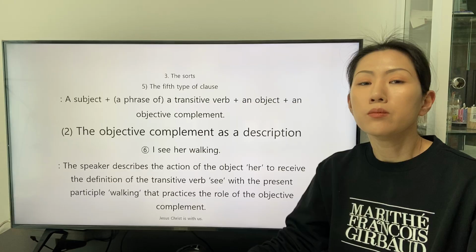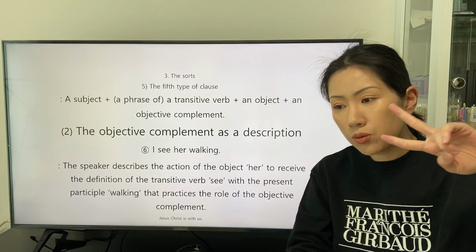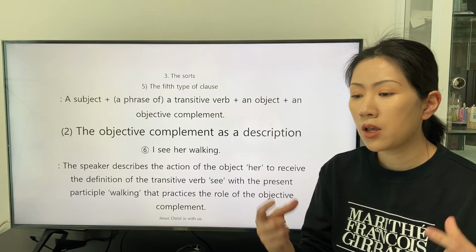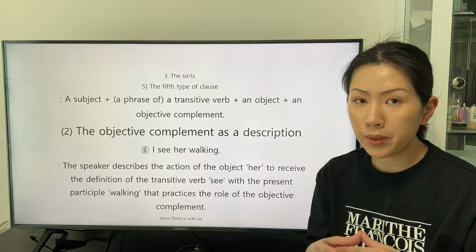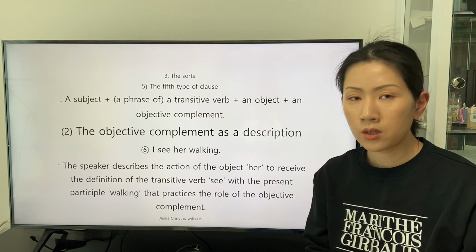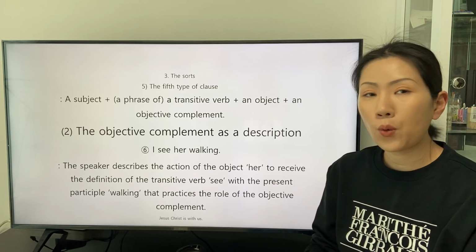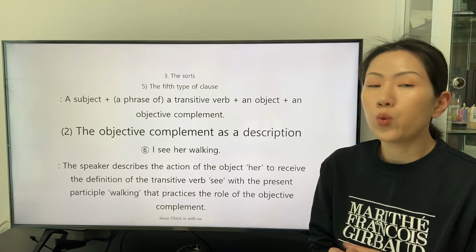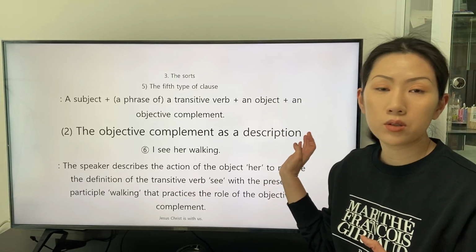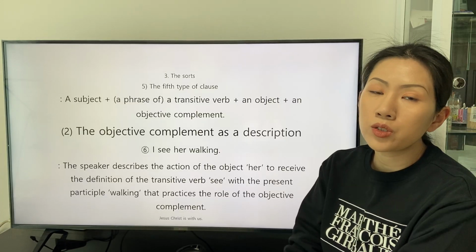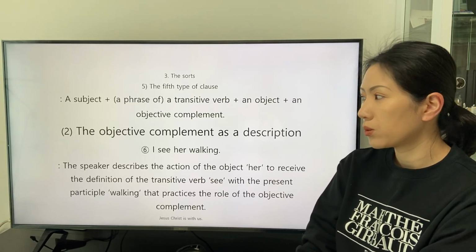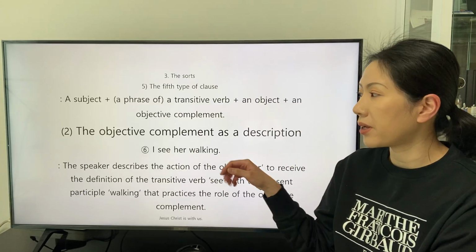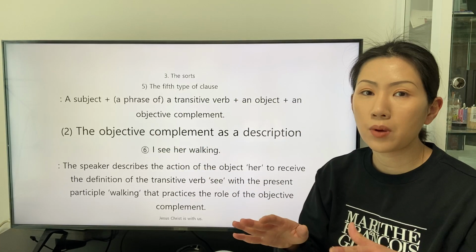On the objective complement. There are two options for the objective complement. The first option is about the objective complement with an indication. The second option for the objective complement is with the descriptive word. So we will continue to study about the case that the descriptive word is applied as the objective complement in the fifth type of clauses.